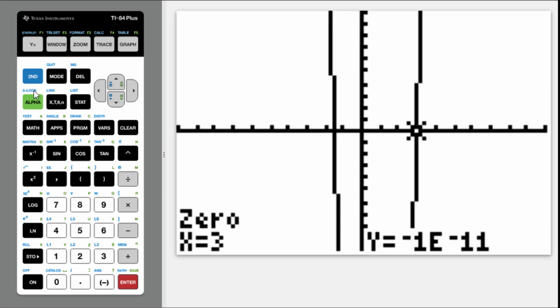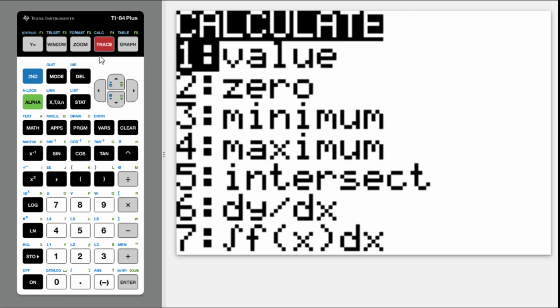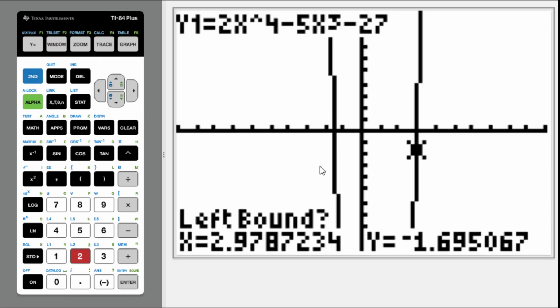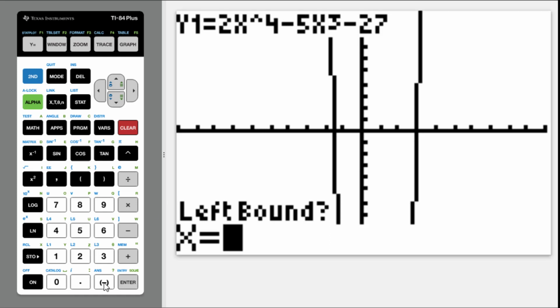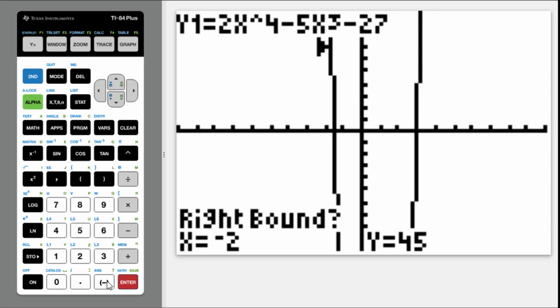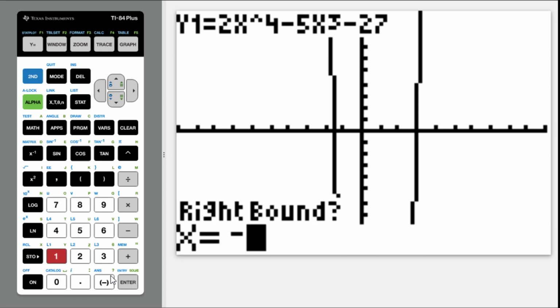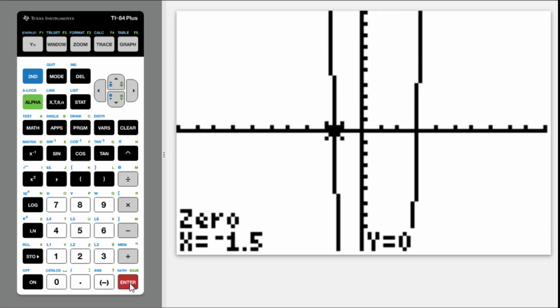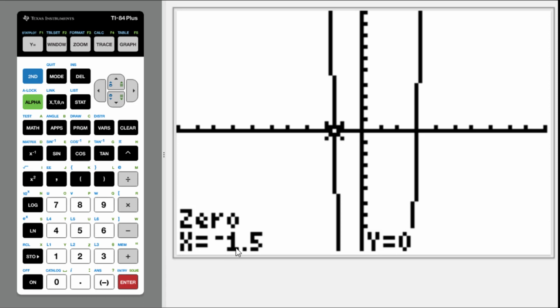For this one, second trace, go to 2. We use negative 2 as the left bound. Right bound is negative 1. Then enter, enter. They give you negative 1.5.